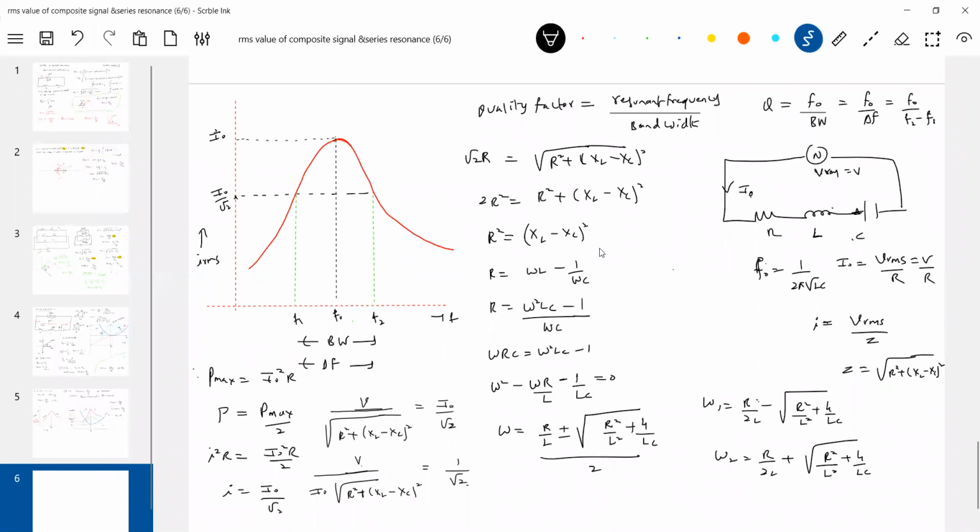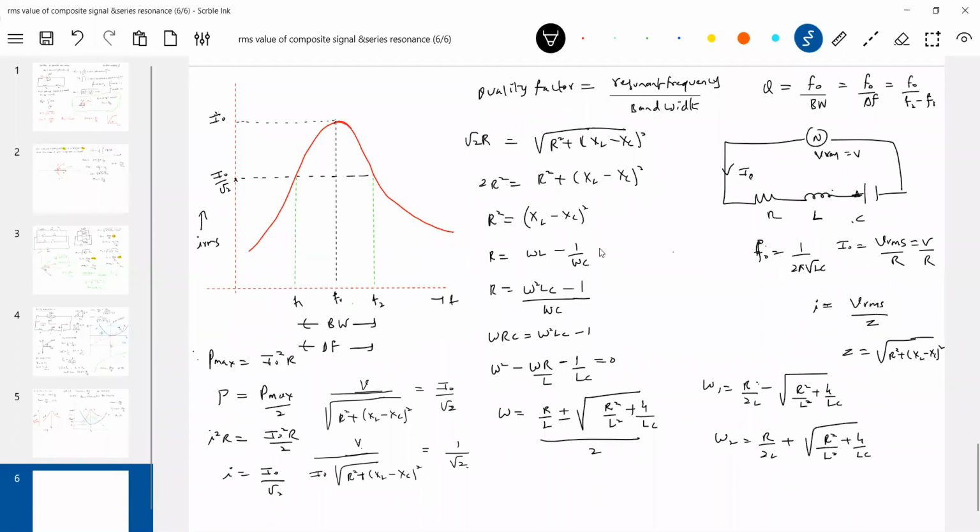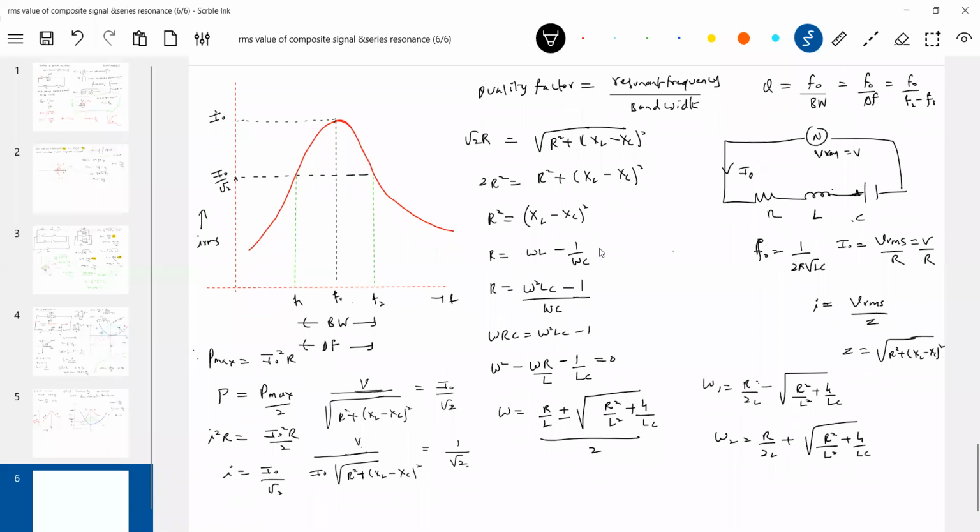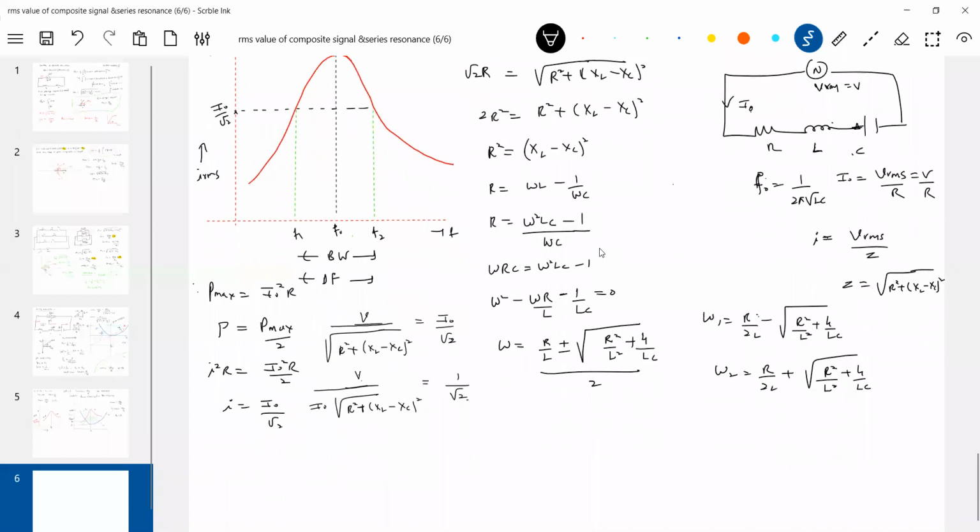Let me substitute that value. So I got this omega 1 and omega 2, and I'm going to substitute that here. And I know f naught also. From that, I'll bring the expression for the quality factor in terms of the components of the circuit, like R, L, C, how they depend on that. How to calculate bandwidth? Bandwidth is f2 minus f1, no? So let's calculate the bandwidth here first.